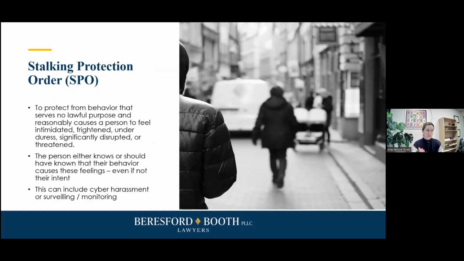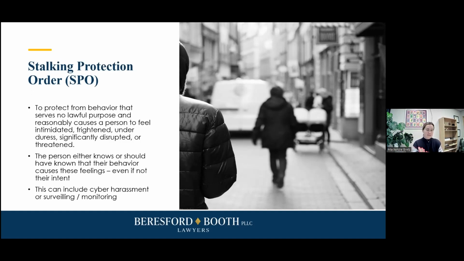Next is a stalking protection order. This is protecting from behavior that serves no lawful purpose and reasonably causes a person to feel intimidated, frightened, harassed, significantly disrupted, or threatened. So the important part of this line here is "reasonably causes a person." So this is behavior that, if done to any other person, would reasonably cause someone to feel these feelings. That the person should have known that the behavior causes these feelings, even if it is not their intent.